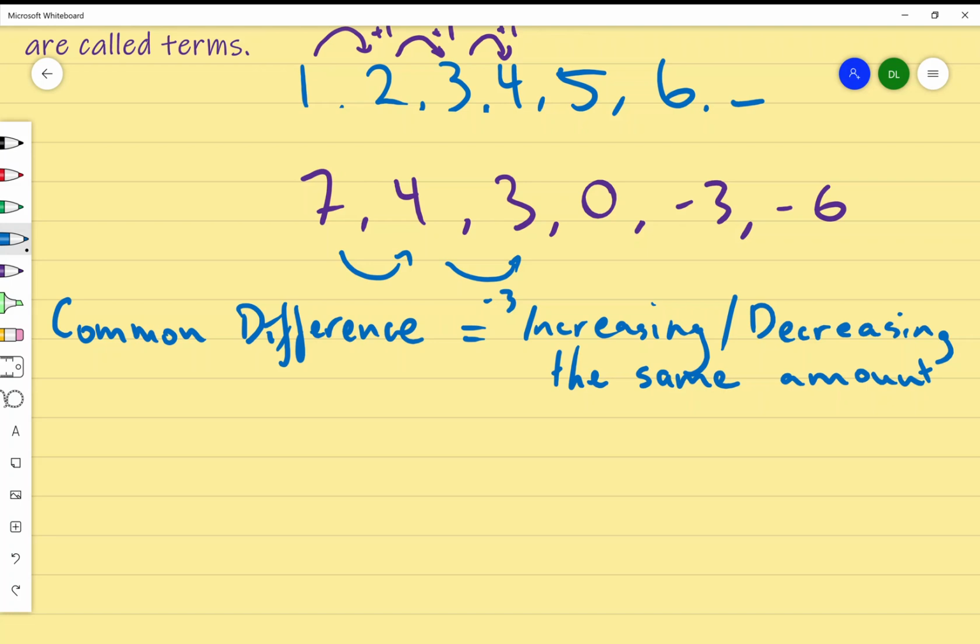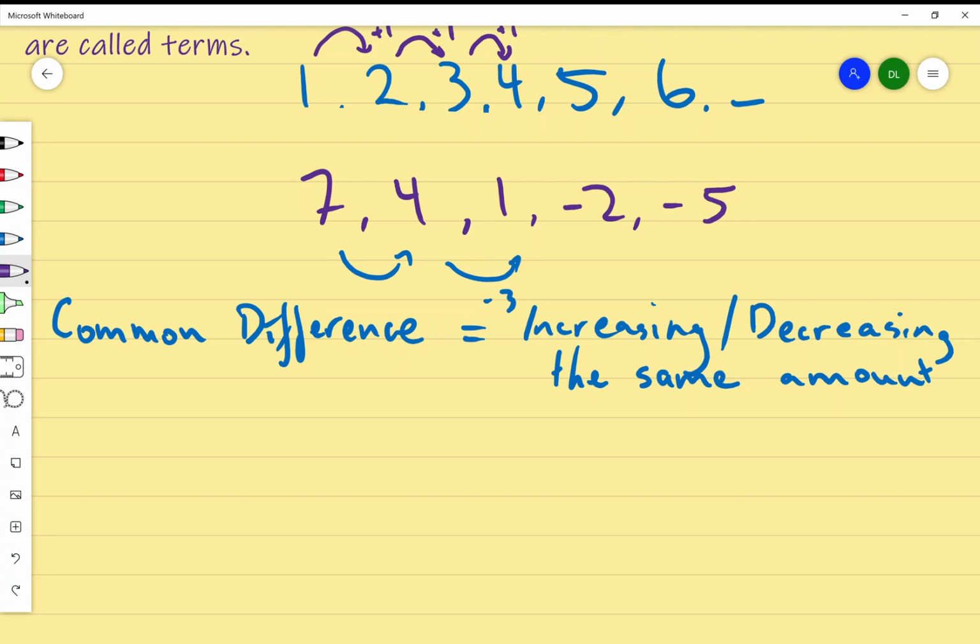Yes? That's a very good point. It should be. Let's fix this up. So from 7 to 4, it's take away 3. From 4, take away 3, it's 1, and then -2, and then -5. Yeah. Thank you for picking that up. That is definitely a mistake on my behalf. So we're taking away 3 each time. So it's 7, then 4, then 1, -2, -5. So common difference just means we're increasing or decreasing by the same amount.